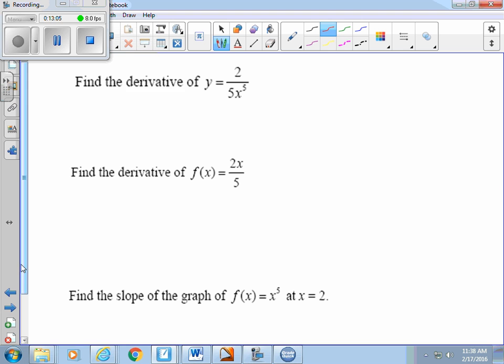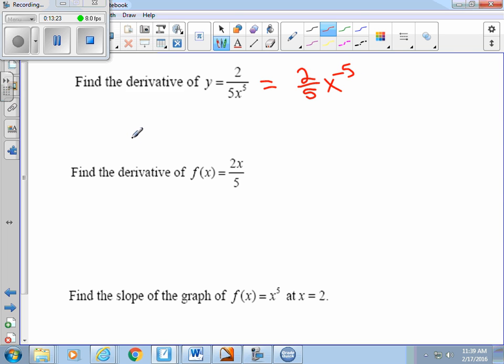I'm going to do some examples. What do I need to do first? Make it a fraction. Rewrite it. 2/5 x to the what? Negative 5.